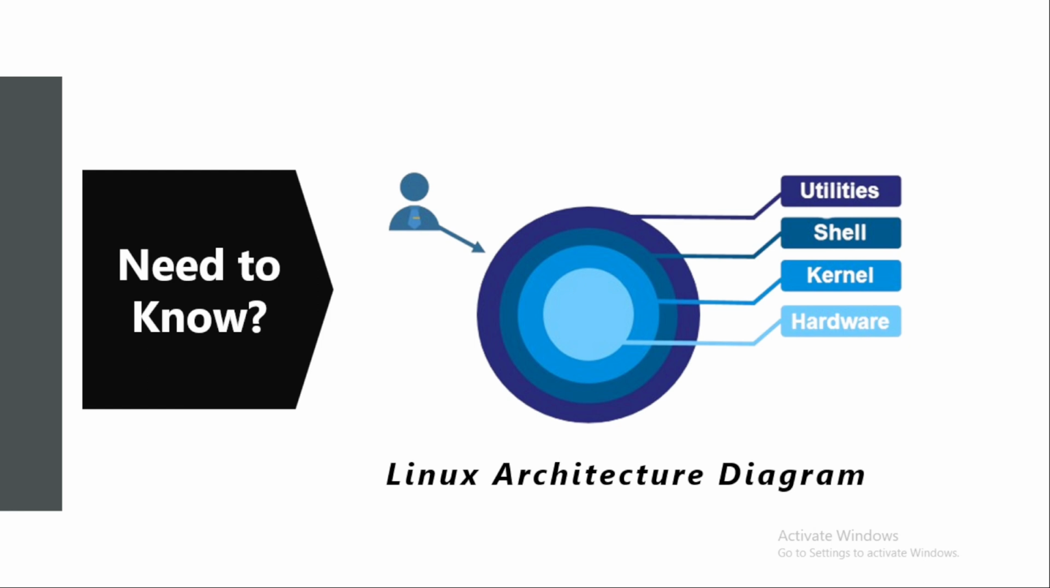So shell. Shell is a program which provides a user interface between the user and the operating system. In order to handle the operating system on any of the virtual machines, you need a shell. And finally, utilities. Utilities are nothing but applications which are hosted on the respective operating system running on a respective virtual machine. So this is some basic understanding of the Linux architecture diagram. This is a fundamental thing which needs to be known before understanding shell scripting.